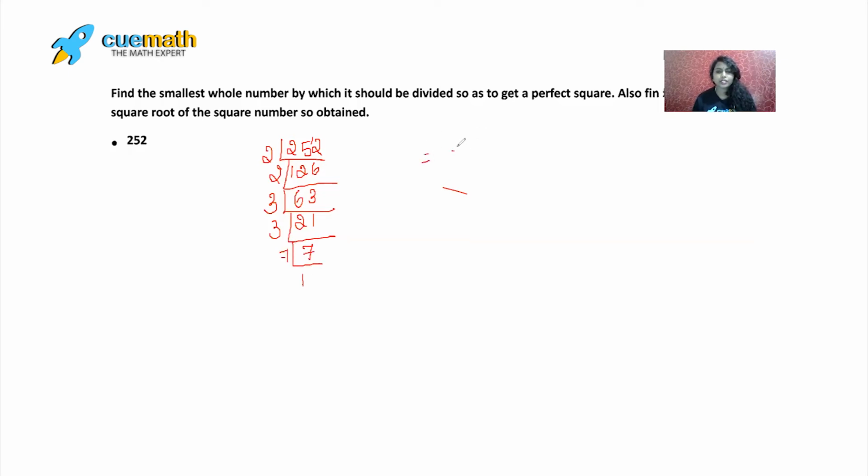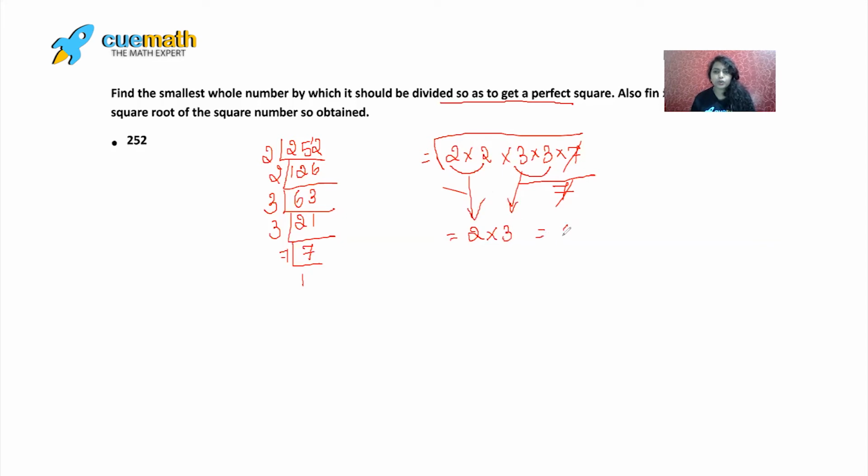So let's write all of them. 3 times 3 times 7. Now look at the question: by which it should be divided. So here 2 times 2 is paired, 3 times 3 is paired, whereas 7 is not paired. So this number should be divided by 7, so that 7 is not there at all. Then we have 2 which is paired and also 3 which is paired, and the square root of this would be just 6. Understood? I hope this is clear.